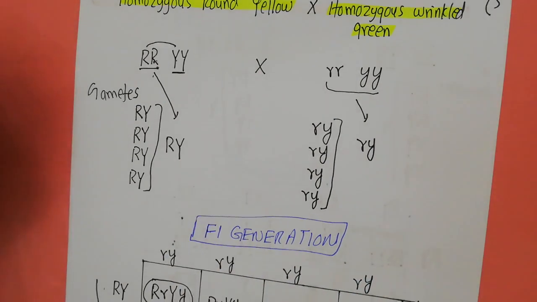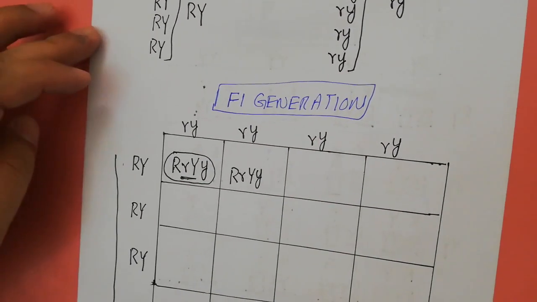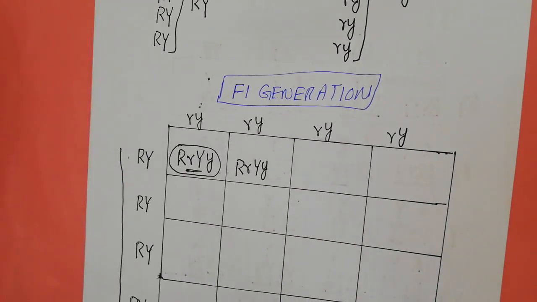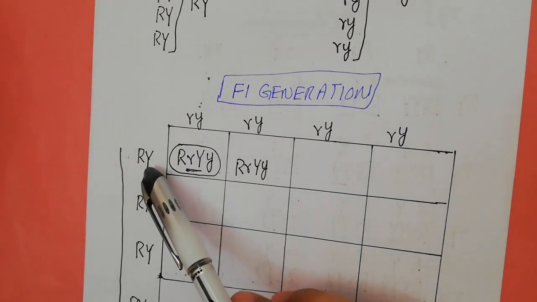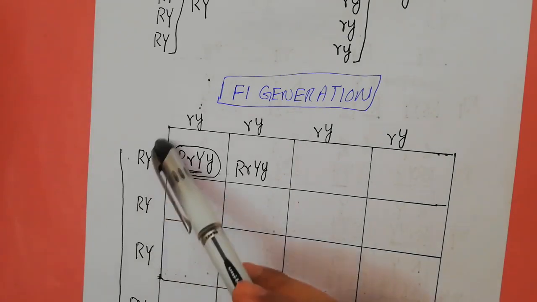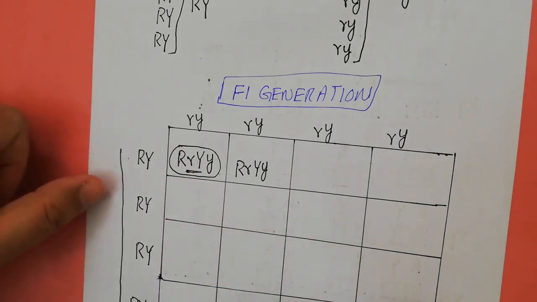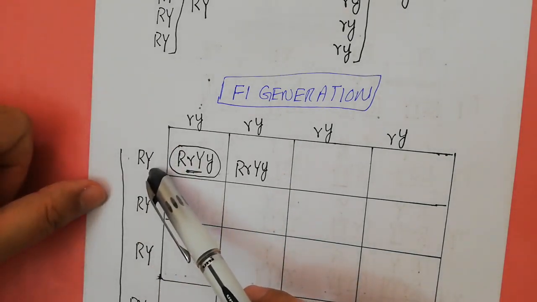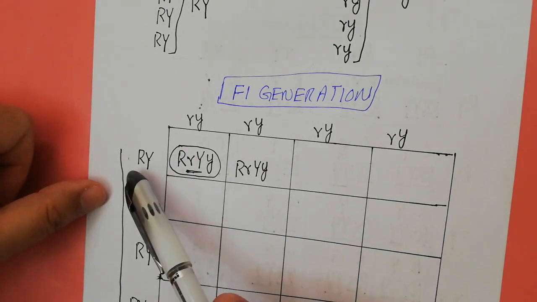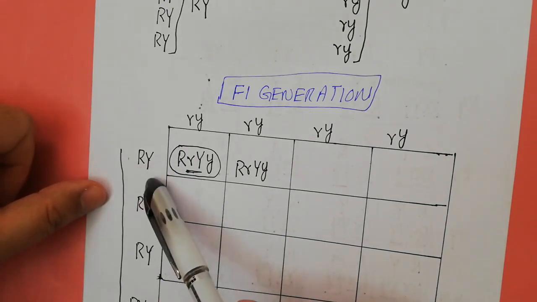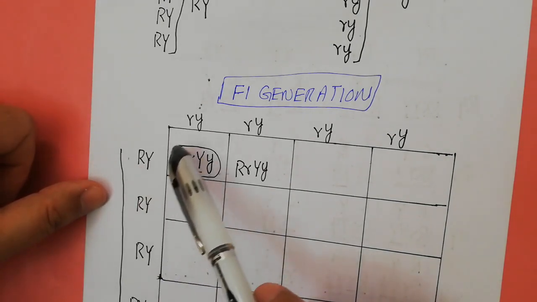Y. In the F1 generation, if you are going to cross them, what you actually see is that this side of the Punnett square is showing you the gametes of one parent. We are representing this for the homozygous round yellow, so we are representing that with the capital R and the capital Y.